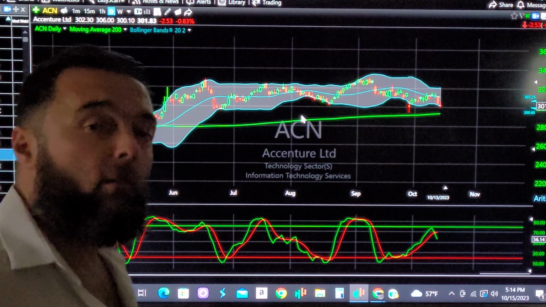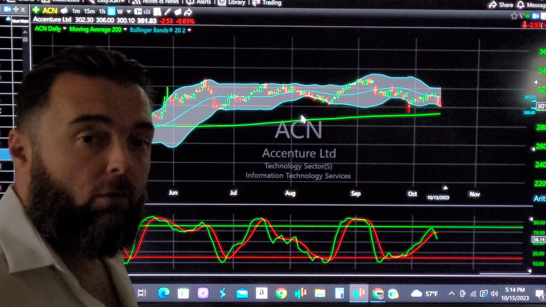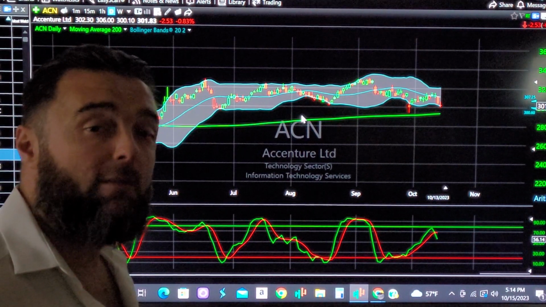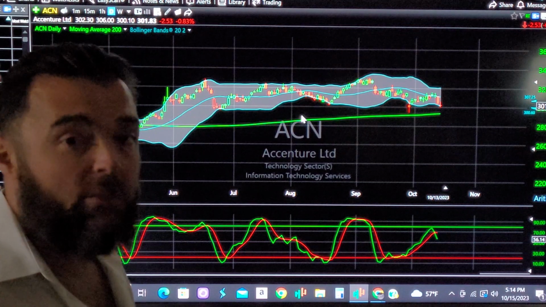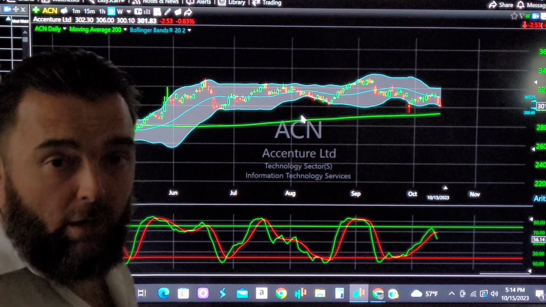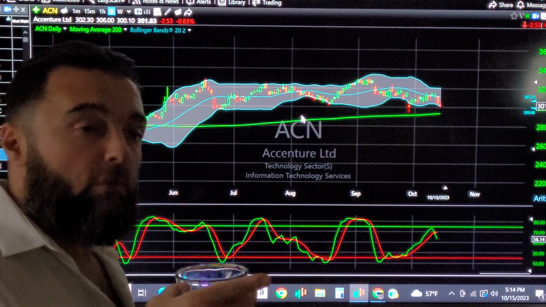When would you want to buy something? When it's overbought or oversold? I like buying low, selling high. Everybody wants to buy low until it's time to buy low, right? Then you're scared, then your emotions kick in. But there's a way to handle that.